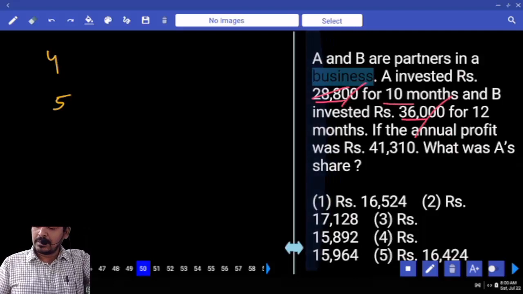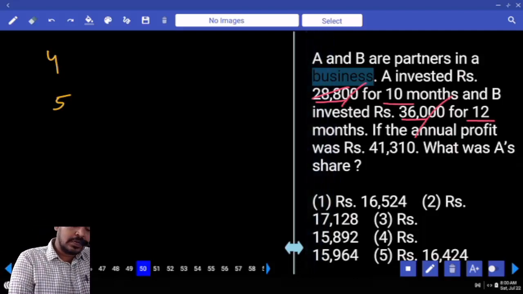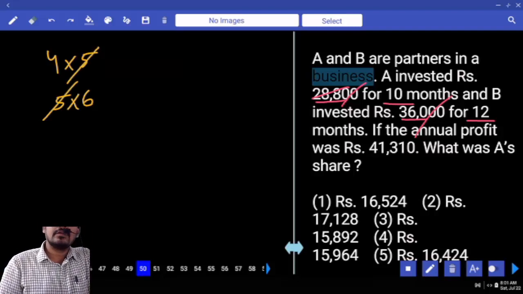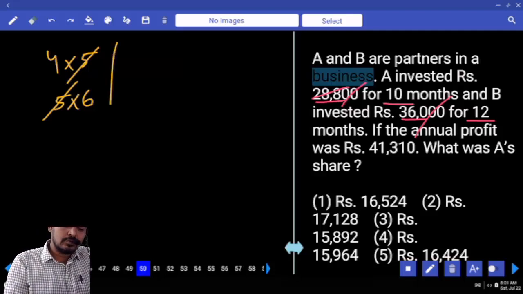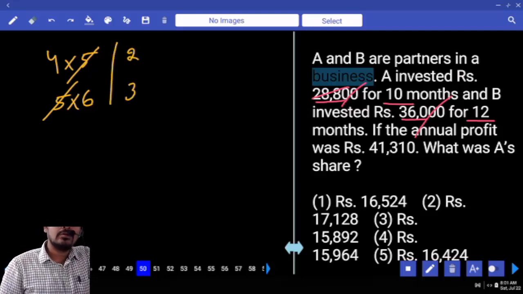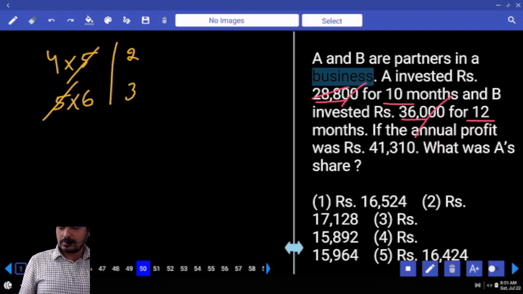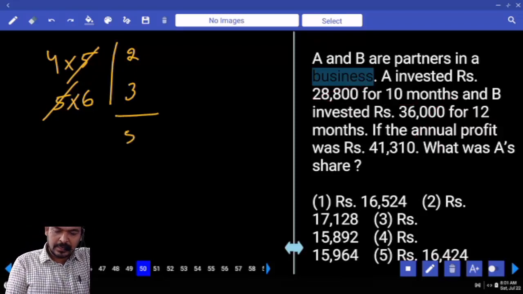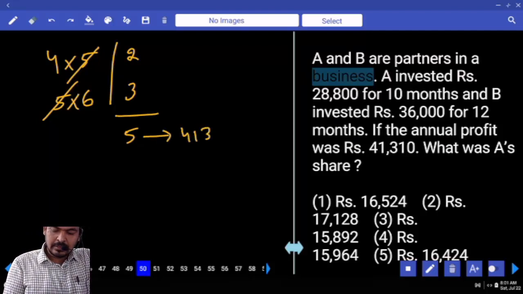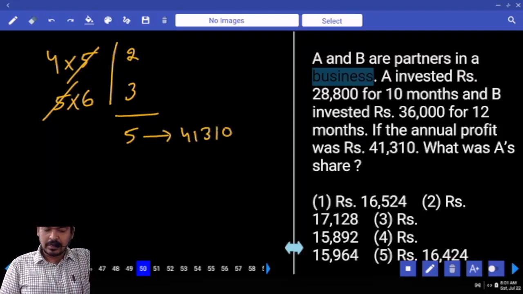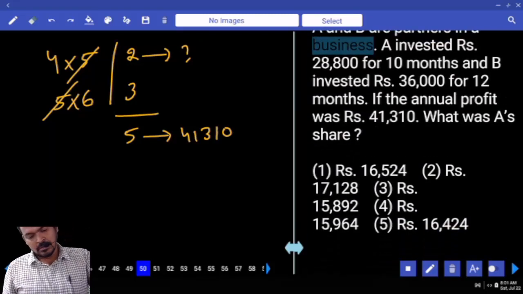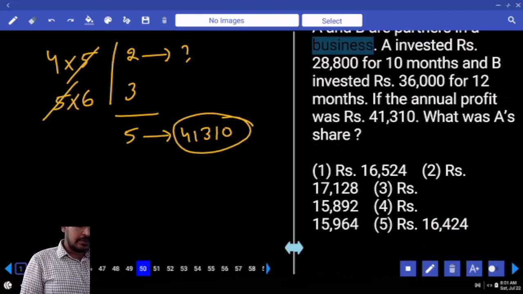A invested 10 months, B invested 12 months. What is the time ratio? 5:6. We know the investment and we know the time, so obviously we get the profit ratio. 4:6 means 2:3. Means profits are distributed 2:3. Total how many parts? 5 parts. 5 parts are given 41,310, but we require A's share. How many parts do we need? 2 parts of 41,310. It is a multiple of 9.